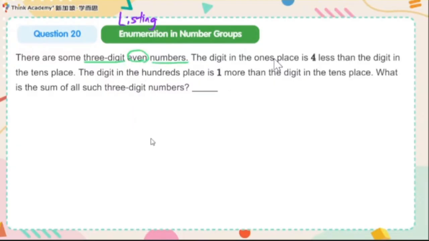So it's one more condition that you should check, which is why you should be very careful when reading the question, because maybe the real important keyword is only that one word hidden somewhere. All right. So we want to list out 3-digit even numbers. The digit in the ones place is 4 less than the digit in the tens place. The digit in the hundreds place is 1 more than the digit in the tens place. What is the sum of all such 3-digit numbers?